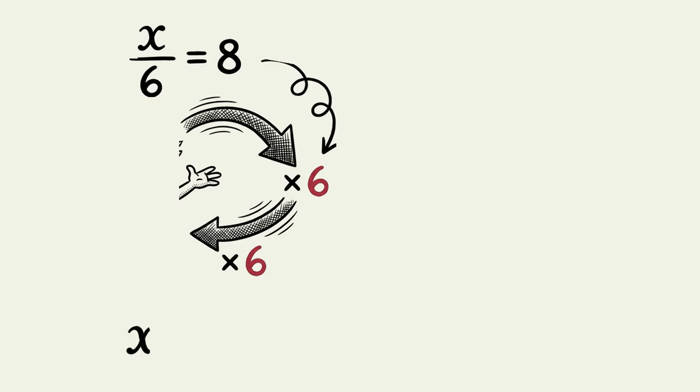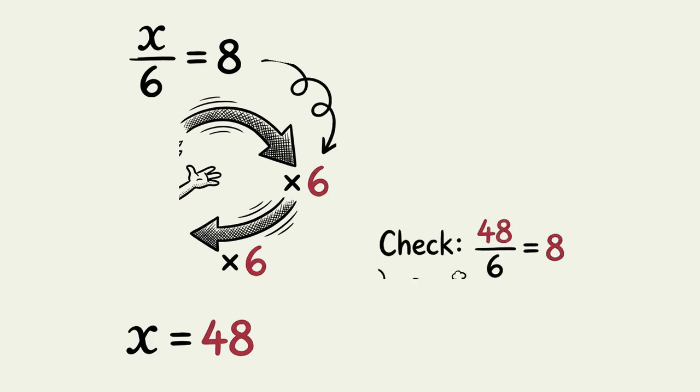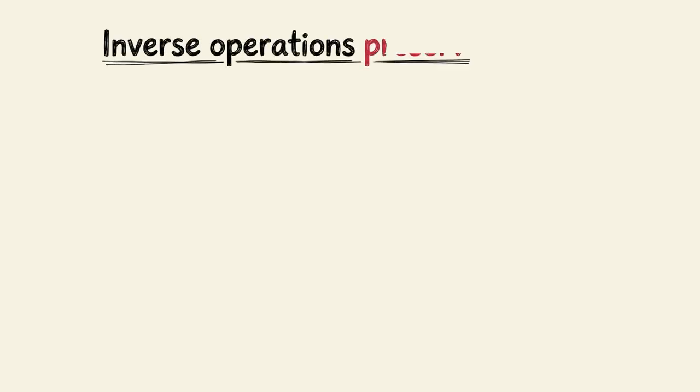The 6's cancel on the left, leaving x. On the right, 8 times 6 is 48. X equals 48. Check it. 48 divided by 6 equals 8. Balanced again. Notice the pattern. We are not moving numbers around magically. We are using inverse operations to preserve equality.